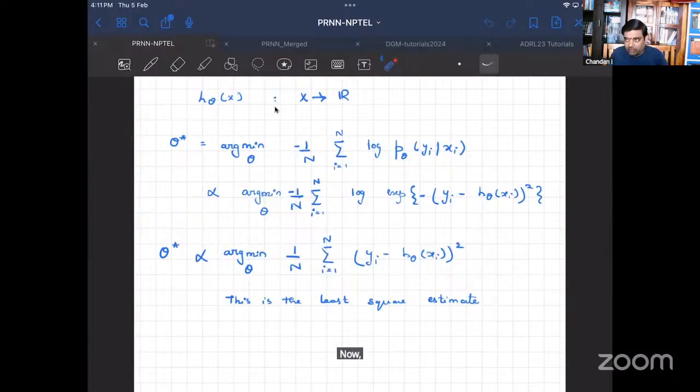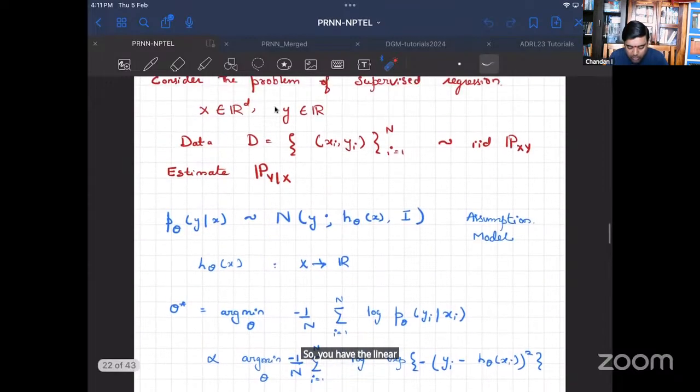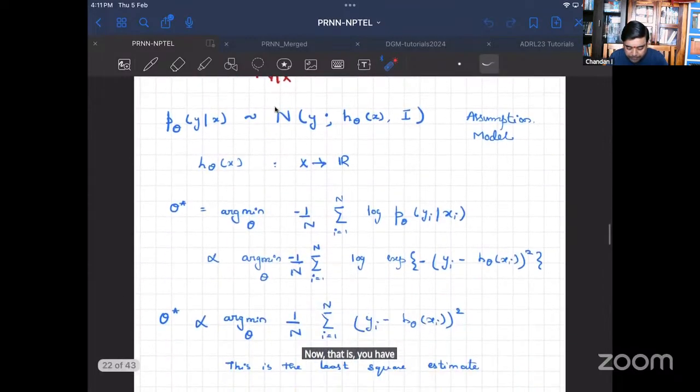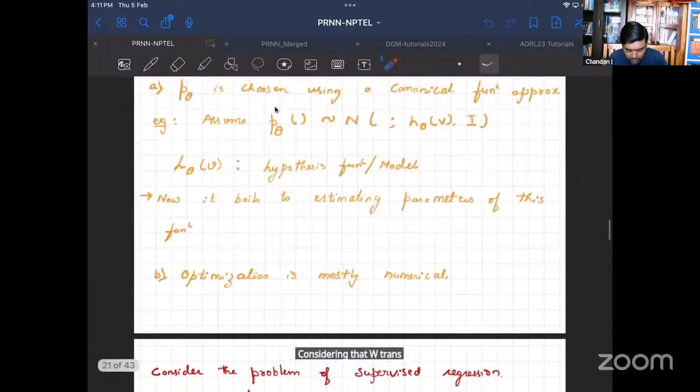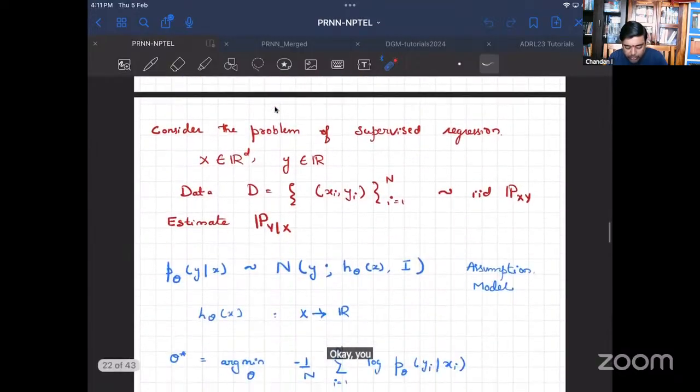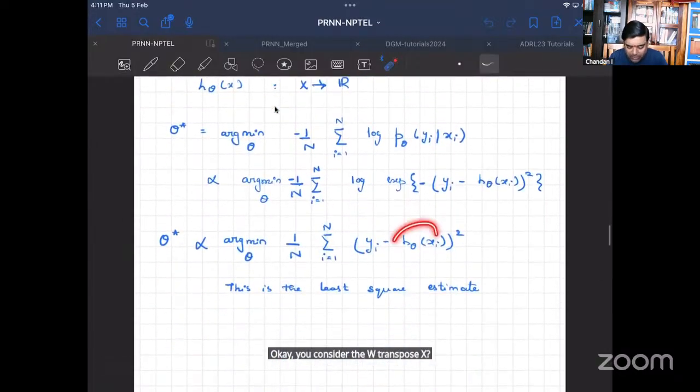Now they go ahead with x and y. So you have the linear model. Now you consider W transpose x, or any model. No need even to restrict it to be linear.